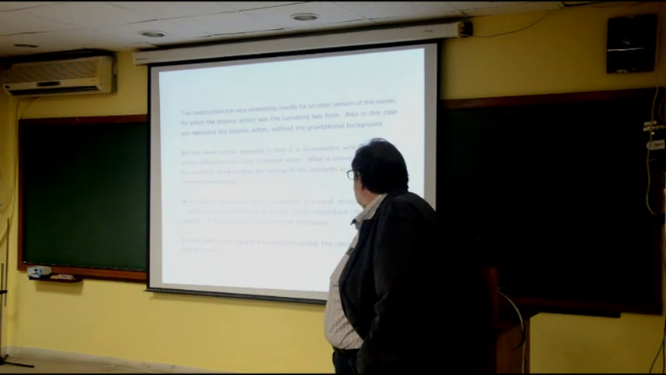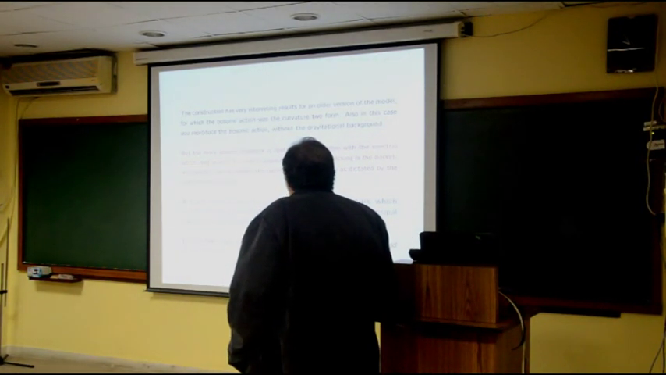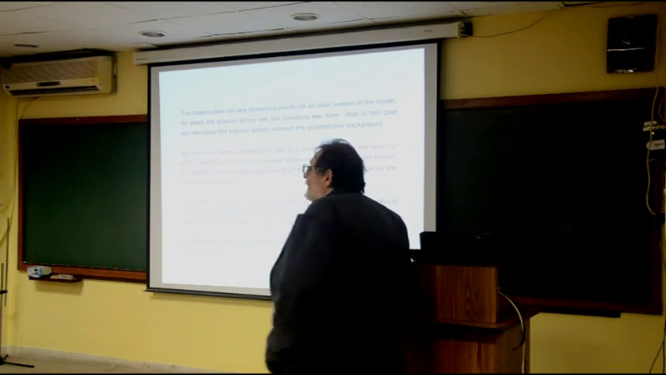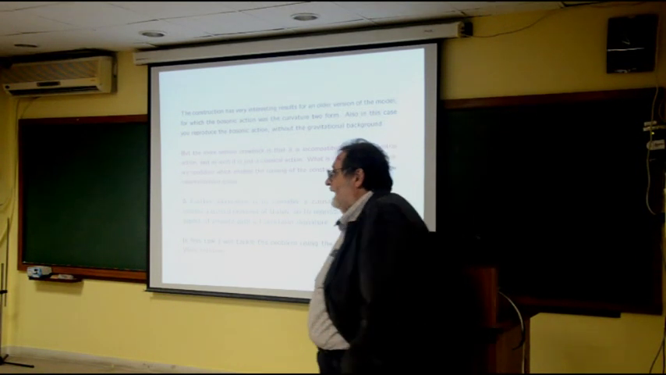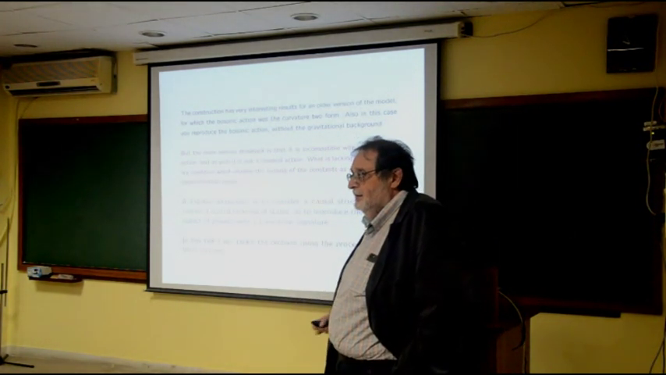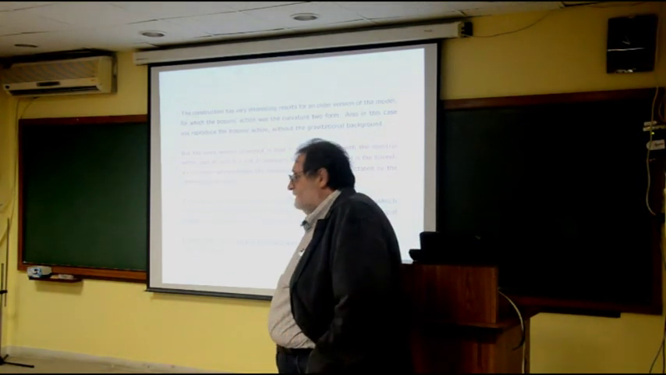And I will say something now. The construction has a very interesting result for an older version of the model, from before the spectral action, which I think is 1997. Until 1997, the action was the connection two-form that you can build out of the algebra and the Dirac operator. And there were calculations that could be done, as in the anecdote I told you of Connes going to CERN. It was with this older thing.